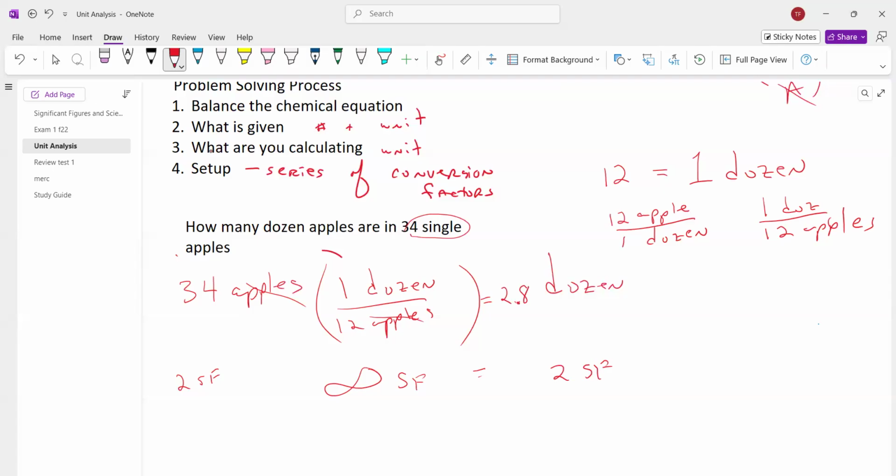Now, say this problem's worth 10 points on a test. The setup there was worth 9 of the 10. Not the 2.8. Can you use your calculator? It's not the important part of this class. The important part of this class is setup. Okay. So that's a very simple problem, but it goes through and illustrates all the points on those.